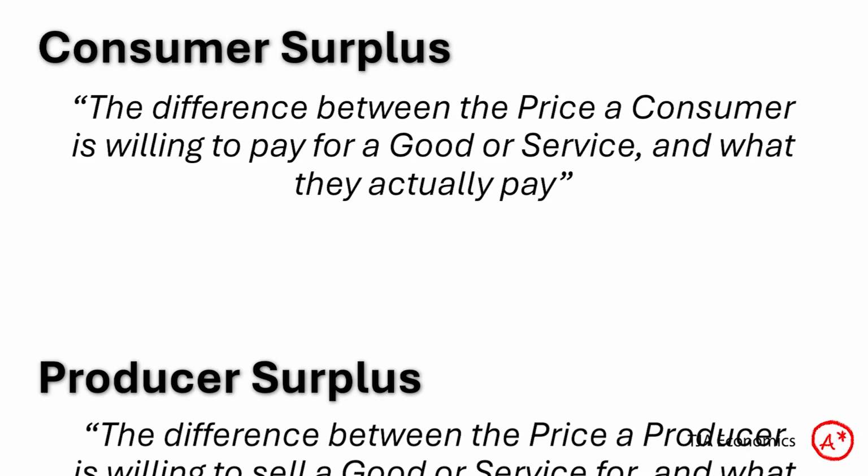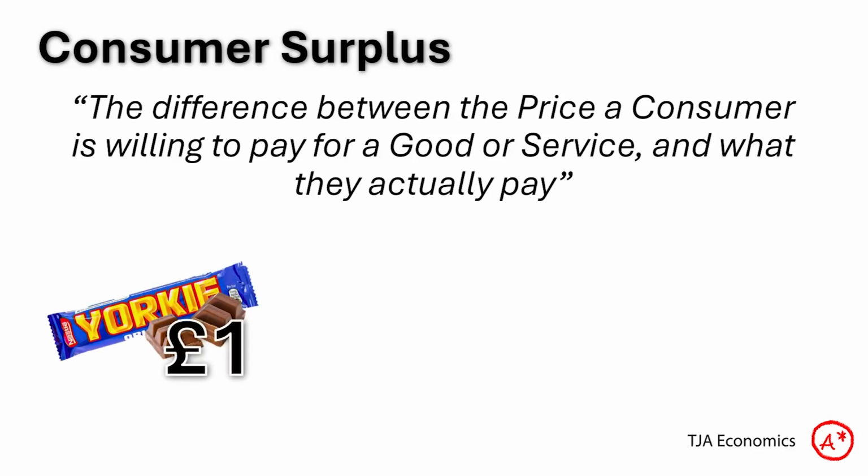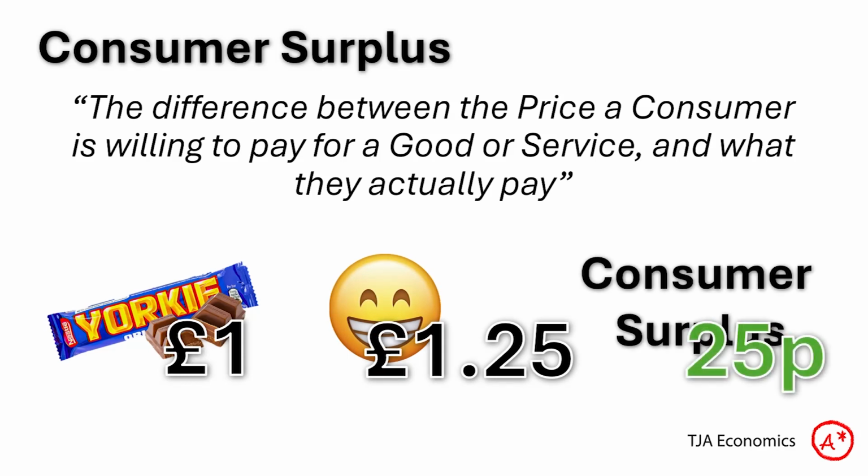So, for example, if I go into a shop and I would like to buy a Yorkie, and the Yorkie is £1, but I would be willing to pay £1.25 for it, that means that I have consumer surplus of 25p because I would be willing to pay 25p more. And so you can see I would have welfare, I would have a benefit, because I'm willing to pay more than what I actually pay for it.